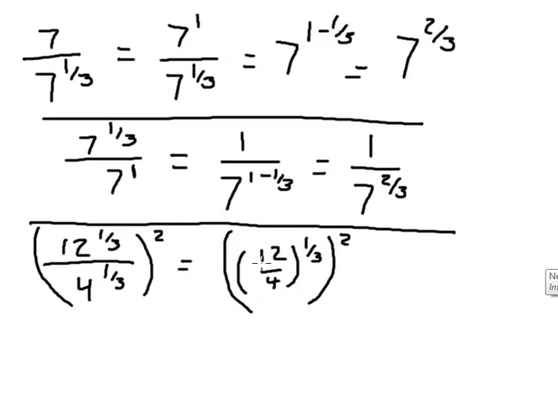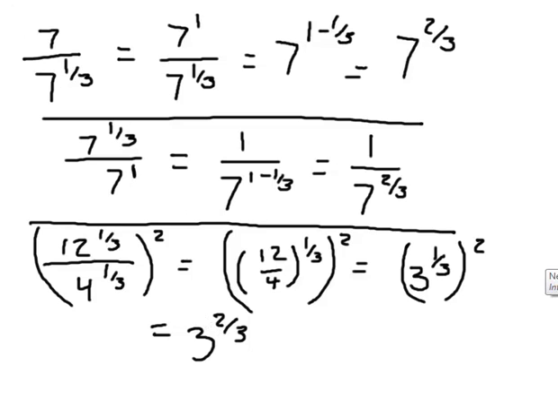Notice this is the same as this because this is 12 to the 1/3 over 4 to the 1/3. Now 12 is divisible by 4, so that gives me 3. So now I have 3 to the 1/3 squared. And when I raise a power to a power, I multiply exponents, and so I get 3 to the 2/3.